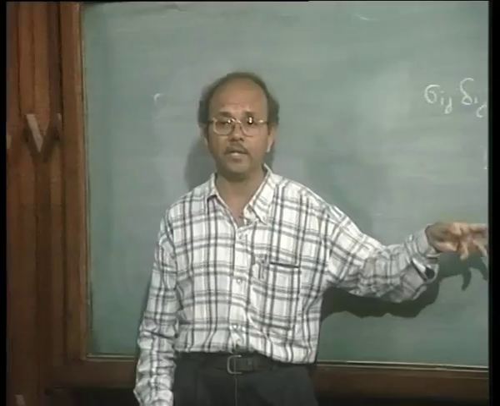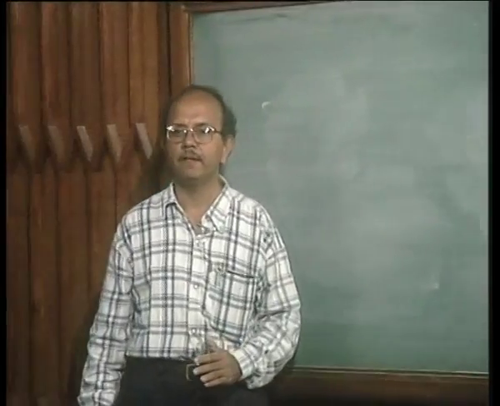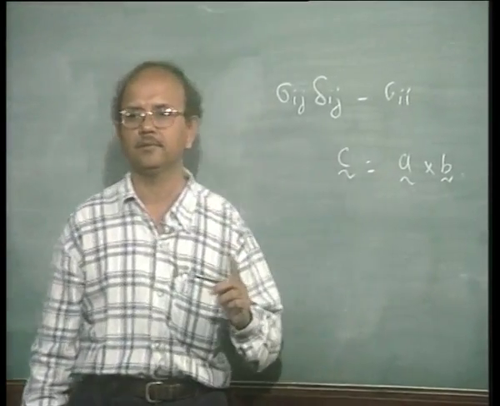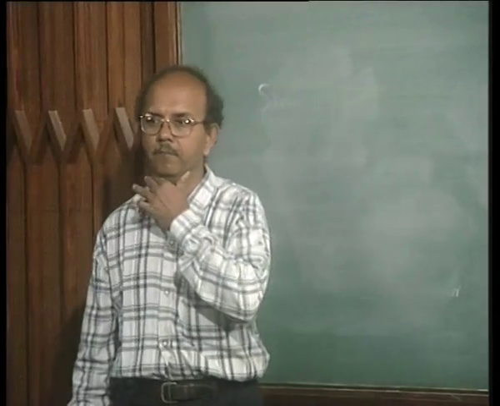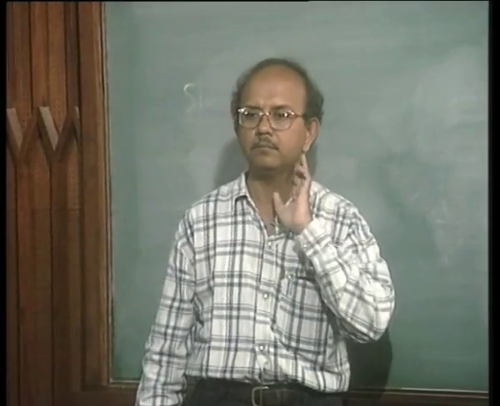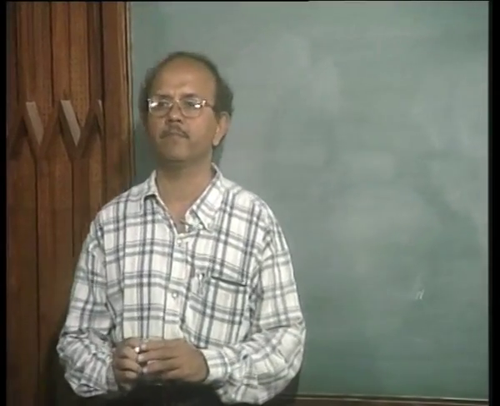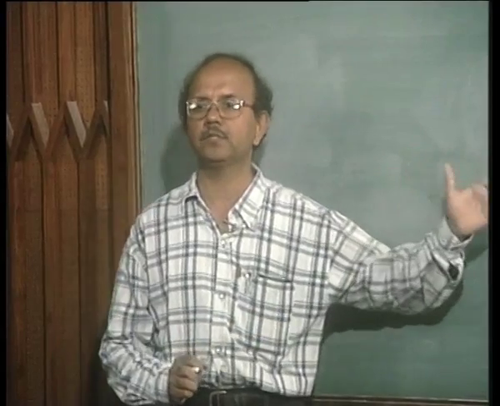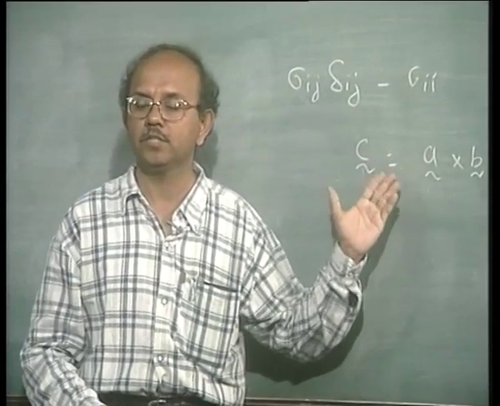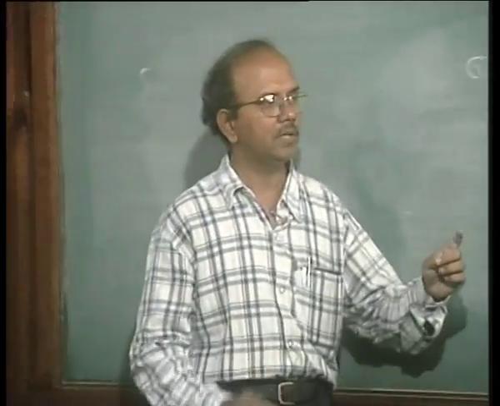Let us say A's and B's: A1, A2, A3, B1, B2, B3. Now, can you do this by using epsilon? That is the question. What you do is write down C1, C2, C3 in terms of A1, A2, A3, B1, B2, B3, and see whether you can introduce epsilon now.